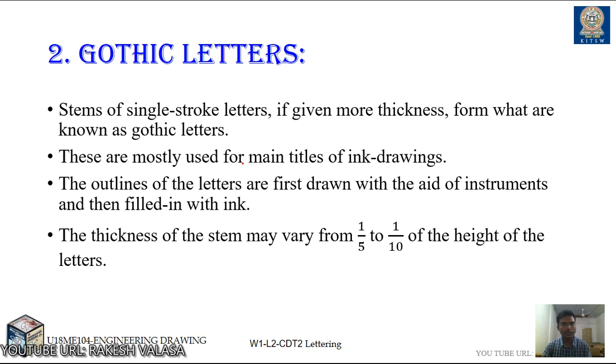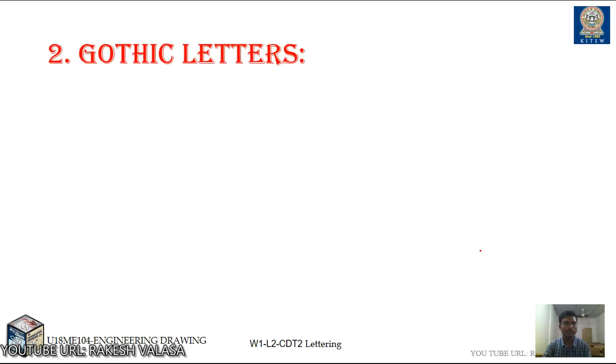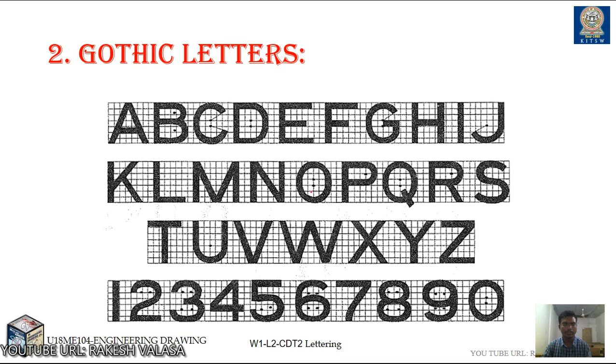These are mostly used for main titles of ink drawings. The outline of the letters is first drawn with the aid of instruments and then filled in with ink. The thickness of the stem may vary from 1/5 to 1/10 of the height of the letters. This is the example for printing capital letters from A to Z and 0 to 9 in a drawing sheet.